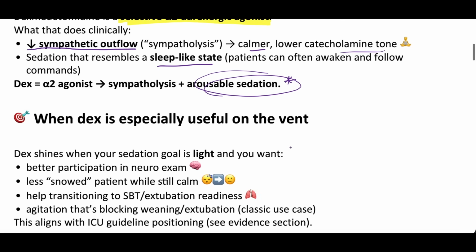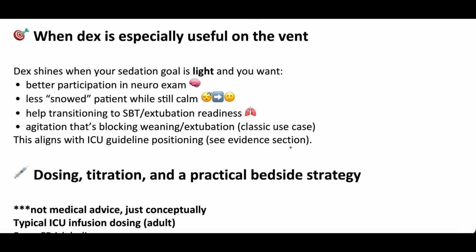When is it especially useful on the vent? Well, Dex really shines when your sedation goal is that light sedation, right? That RASS of 0 to -1. If RASS is a foreign concept to you, the Richmond Agitation Sedation Score, again, search Whiteboard Medicine RASS. We got some episodes on it.